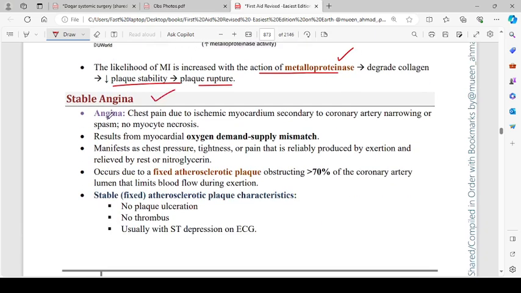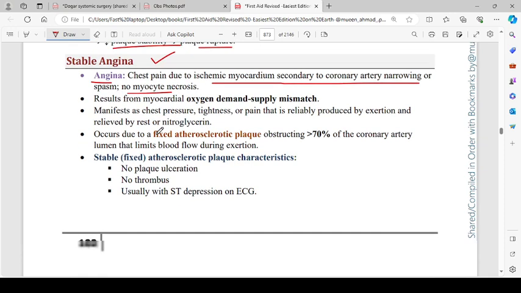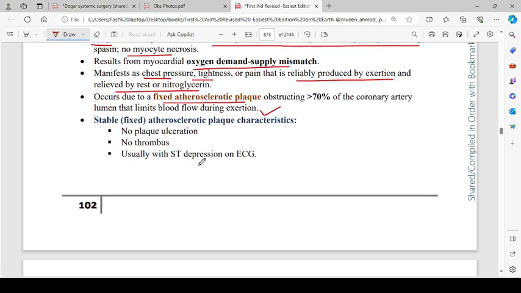Stable angina. Angina means chest pain due to ischemic myocardium secondary to coronary artery narrowing or spasm. There is no myocyte necrosis. It results from the myocardial oxygen demand supply mismatch. It manifests as chest pressure, tightness, or pain that is reliably produced by exertion and relieved by rest or nitroglycerin. It occurs due to fixed atherosclerotic plaque obstructing more than 70% of the coronary artery lumen that limits the blood flow during exertion. Stable atherosclerotic plaque is characterized by no plaque ulceration, no thrombus, and usually with ST depression on ECG.